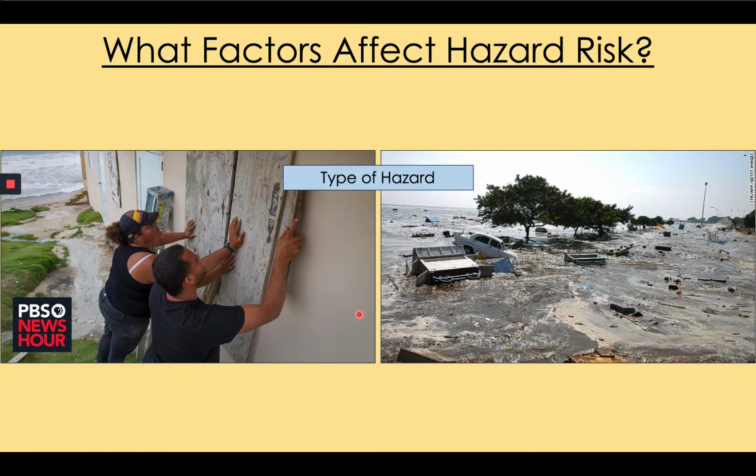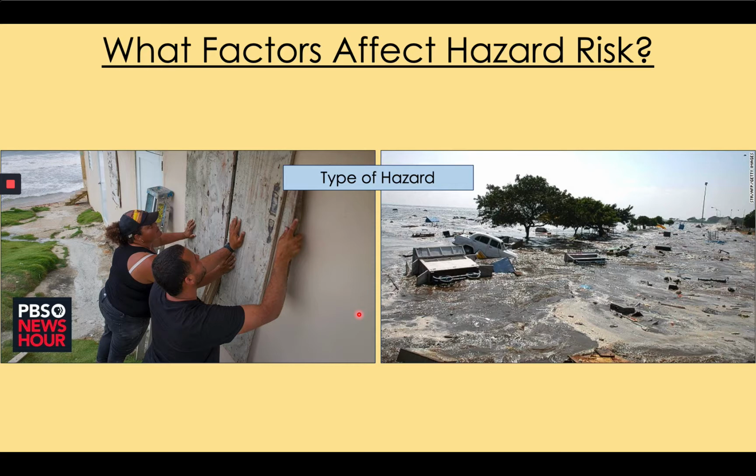The type of hazard is so important in determining hazard risk. Some hazards affect people much more than others. Volcanoes typically affect far fewer people because there aren't many people living near them. Similarly, hurricanes often cause less death than do tsunamis because they are more predictable. We know where they're going to be, and so we can prepare for them.